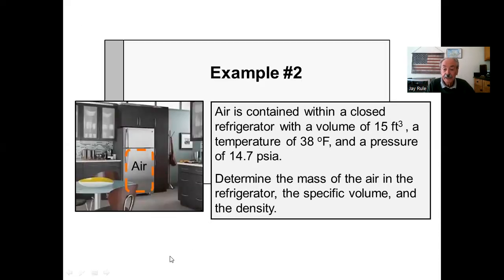We're blazing on to example 2, refrigerator. The air enclosed inside a refrigerator. Air is contained within a closed refrigerator with a volume of 15 cubic feet. That's about typical. A temperature of 38 degrees F, that's pretty typical, and a pressure inside the refrigerator of 14.7 PSIA, pounds per square inch absolute pressure. Problem is, determine the mass of the air contained in the refrigerator, the specific volume of the air, and the density of the air.